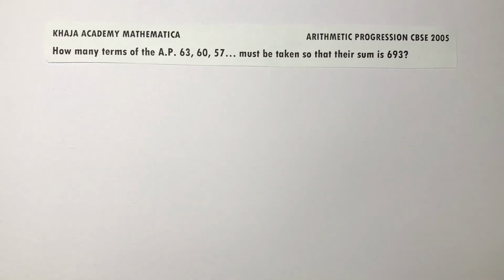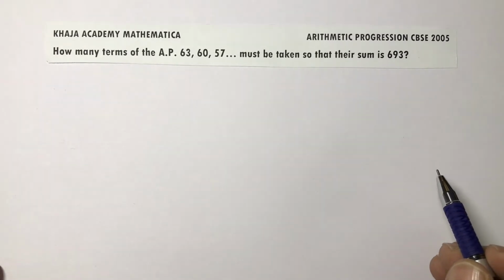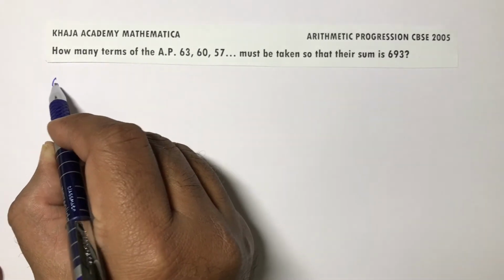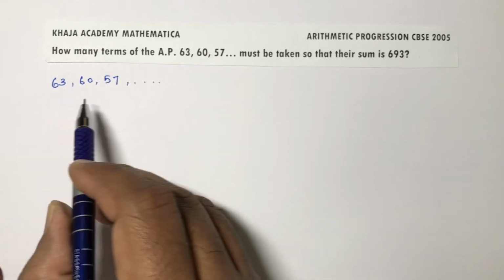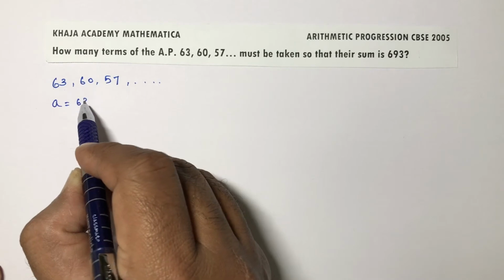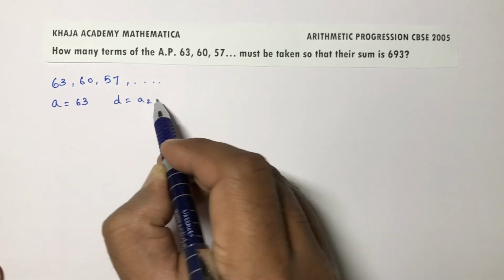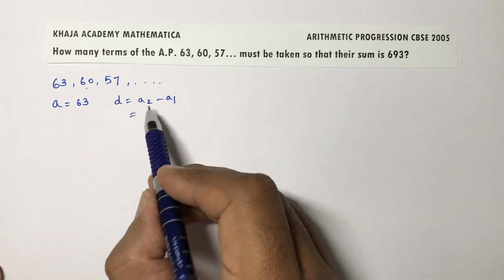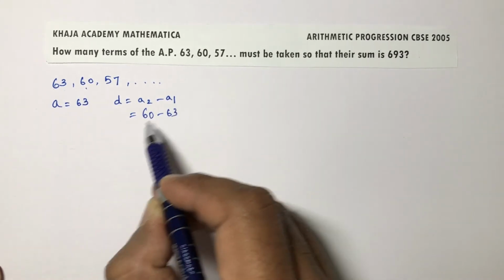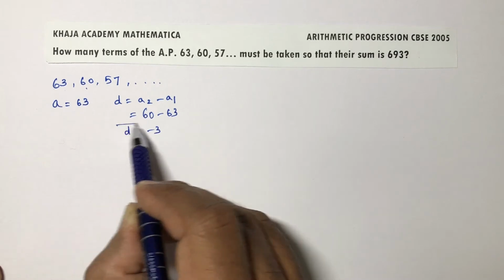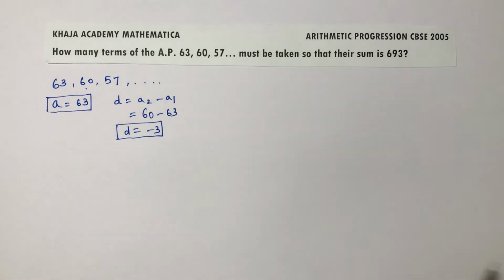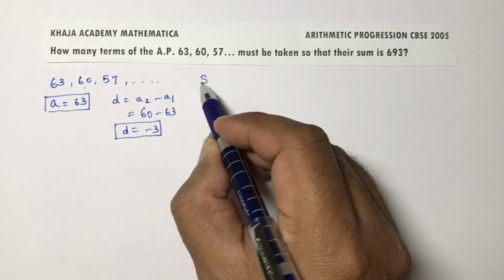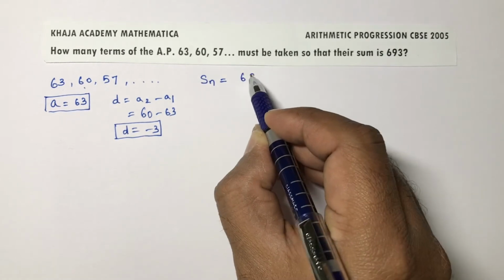How many terms of the AP 63, 60, 57 must be taken so that their sum is 693? So here the series is 63, 60, 57 and so on. In this, the first term is 63. Common difference is a2 minus a1, second term 60 minus 63, which is minus 3. So common difference is minus 3. First term is 63. The sum of n terms is 693.